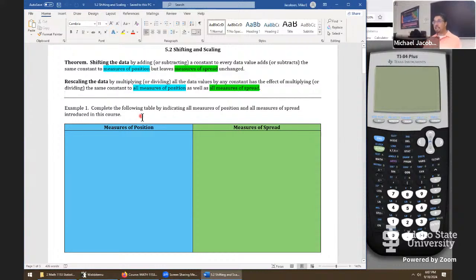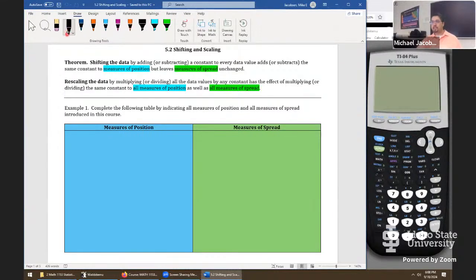Example 1 says, complete the following table by indicating all measures of position, all measures of spread introduced in this course. Really vague how it's written, but I'll go first. One measure of position is the center. 2 ways to measure the center. One is Y bar, sample mean. Anyone know a different way to measure the center? Absolutely. If our data is skewed enough, we use the median M, sample median. So those are the common ones we often think about if we're thinking center.